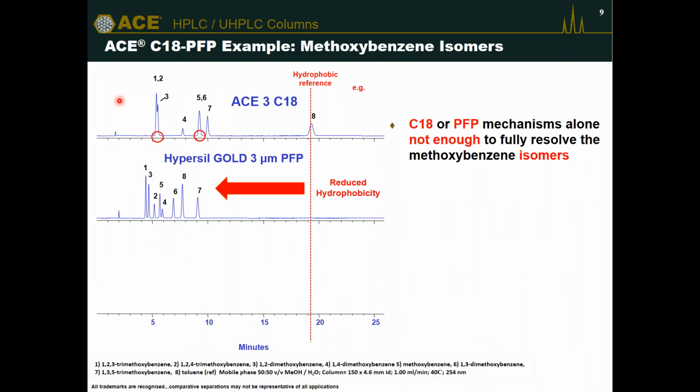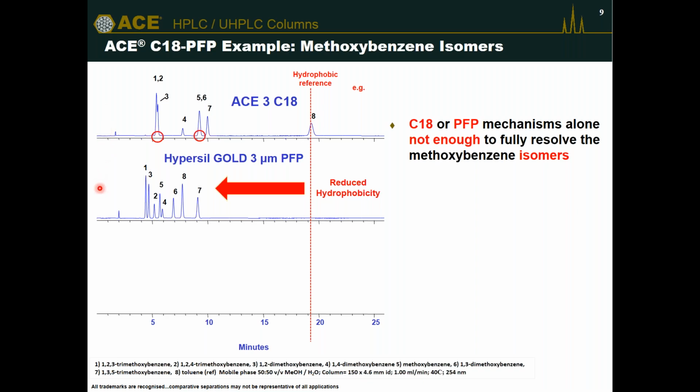Now for the C18 PFP, here in this particular example, we have the conditions and the analytes names are down here, and we can see these are small, closely related compounds. So these are methoxybenzene isomers. So these are regioisomers or positional isomers. We have the trimethoxy isomers. We also have the dimethoxy isomers in this mixture too. And we can see that with a standard C18, we get coelution, which is what we would expect.